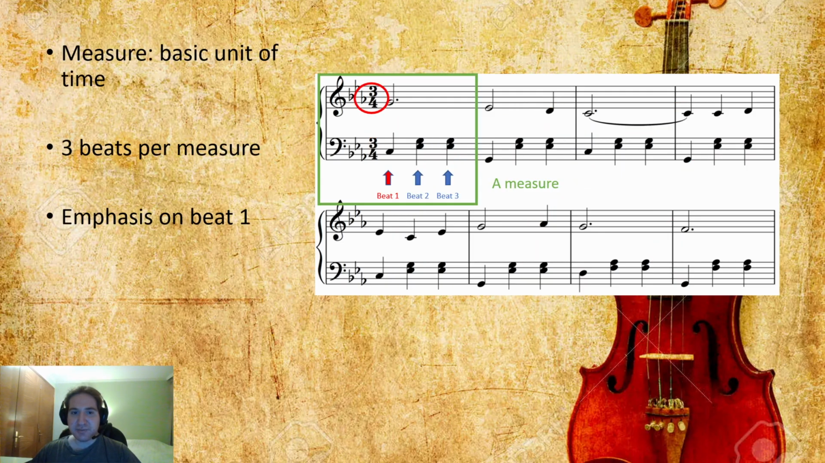Music is divided into small units of time called measures. Each measure contains a certain number of beats. The 3/4 time signature means that each measure contains 3 beats. The way in which you can identify this group of 3 beats when listening to a waltz is that the first beat has greater emphasis.